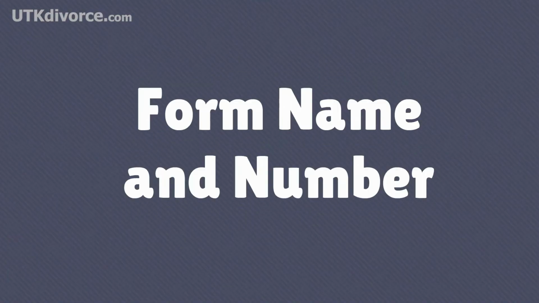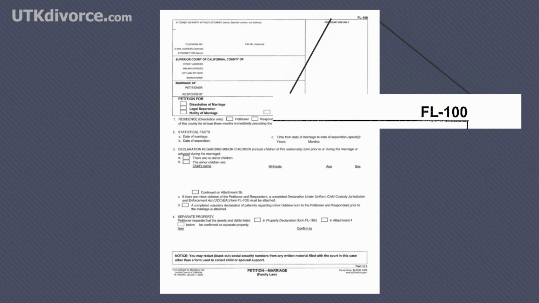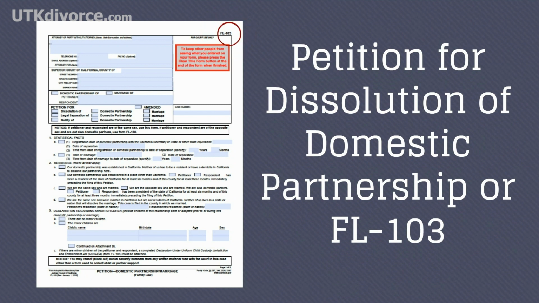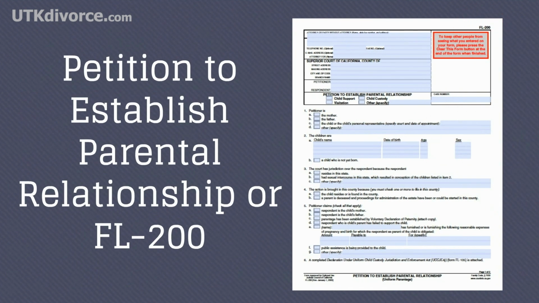Form names and number. Every court form has a title and a form number. For example, the forms used in family law are as follows: Petition for Dissolution, or FL 100. Petition for Dissolution of Domestic Partnership, or FL 103. Petition to Establish Paternal Relationships, or FL 200.